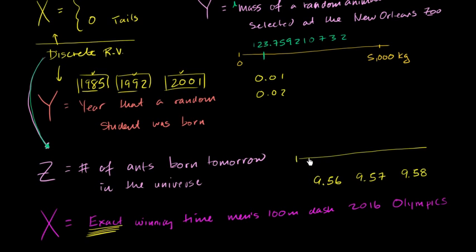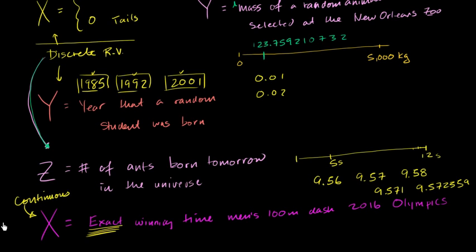It might be anywhere between 5 seconds and maybe 12 seconds, and it could be anywhere in between there. It might not be 9.57. That might be what the clock says, but in reality, the exact winning time could be 9.571, or it could be 9.57235.9. I think you see what I'm saying. The exact precise time could be any value in an interval. So this right over here is a continuous random variable.